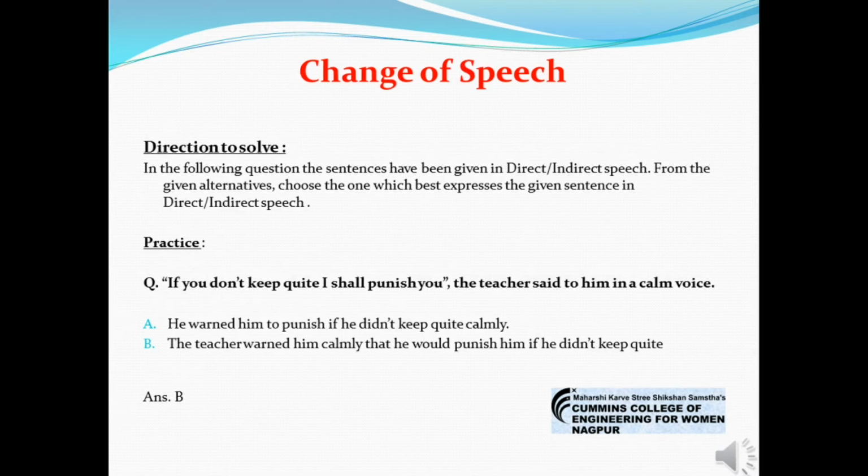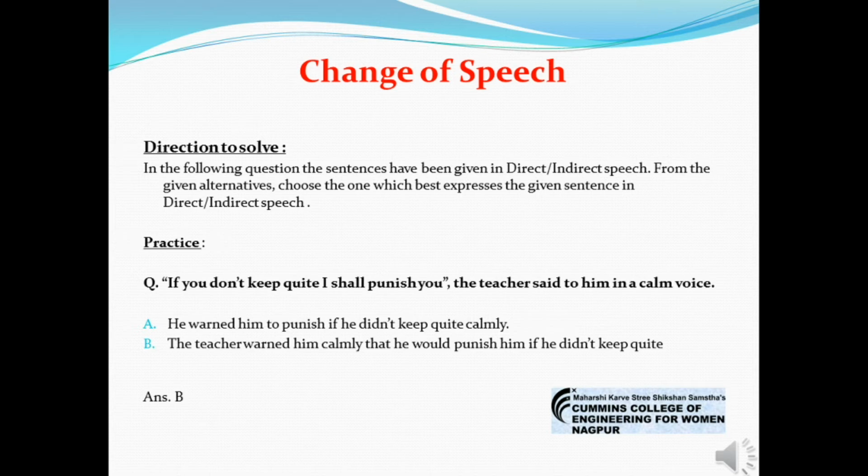The next topic is change of speech, which is also called narration. Students, there are two ways of narrating a message from one person to another, that is direct and indirect form. In direct speech, which is also known as quoted speech, we narrate the original words of the speaker without changing anything, and the speech is enclosed in inverted commas.